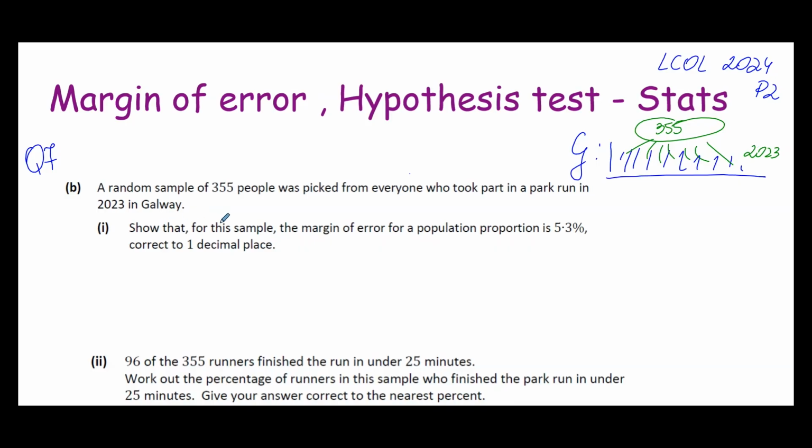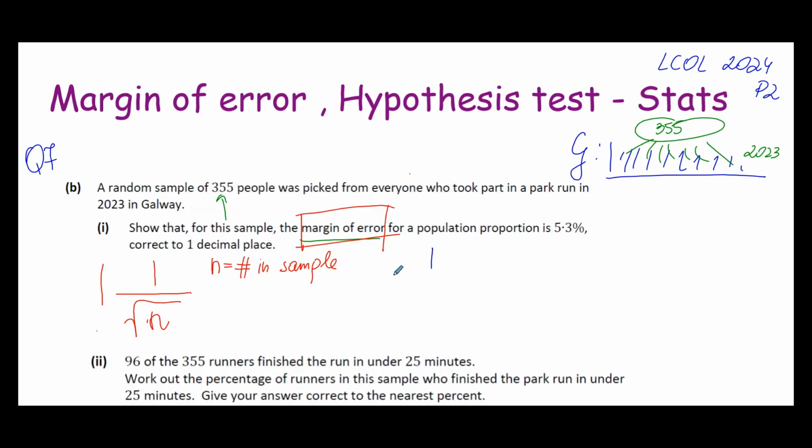Show that for this sample, so for 355 people, the margin of error for a population proportion is 5.3%, correct to one decimal place. So there it is. Once you see that word, margin of error, on your paper, it's a stats question. Once you see that, this is the formula we use to calculate the margin of error: 1 divided by the square root of n, where n means the number in the sample. Now, the problem is it's not in your table. You have to remember that's how it is calculated.